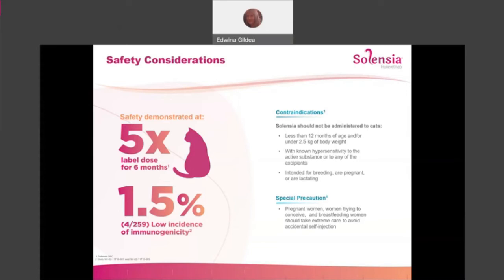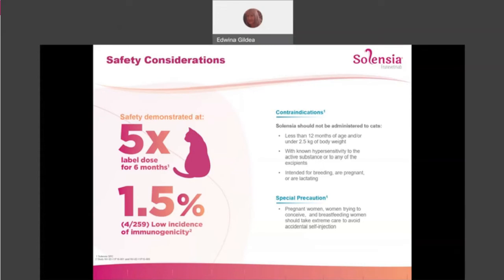The 2.5 kilos of body weight is there because there weren't any cats weighing less than that within the studies. Also noted in the contraindications is not to administer where you know there's a hypersensitivity to the active substance or any of the excipients. Also, it's not intended for breeding or animals that are pregnant or lactating.